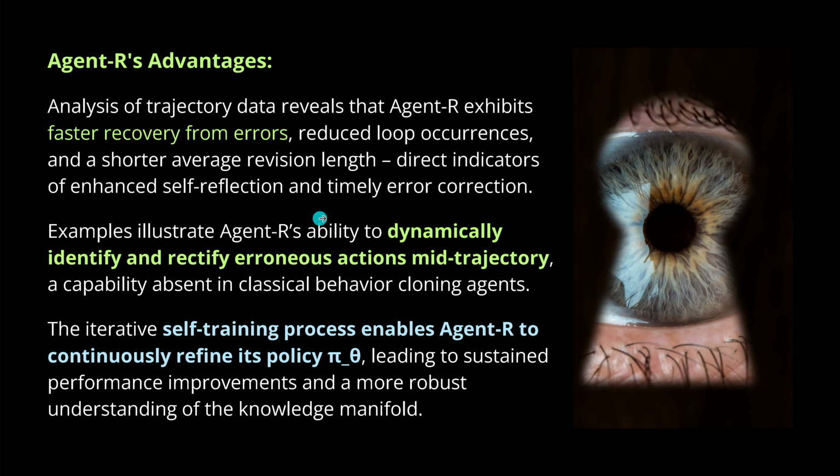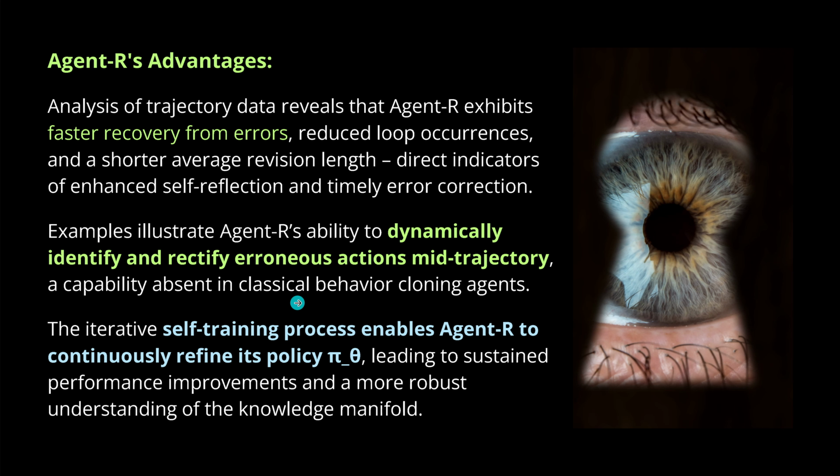Plus, Agent R's ability to dynamically identify and rectify erroneous actions mid-trajectory. And here the most important term is mid-trajectory. You don't wait till the Monte Carlo tree simulation reaches the target node, the final node, the terminal node, and then you calculate a reward signal that propagates back through the complete tree structure. No. We have it mid-trajectory, maybe almost real-time, and this is something that is completely absent in the classical behavior if you just clone your agents.